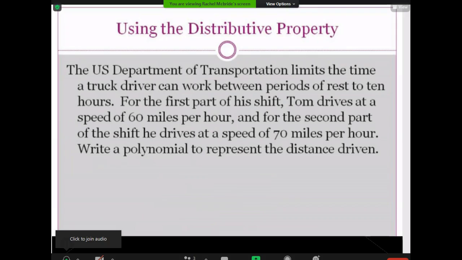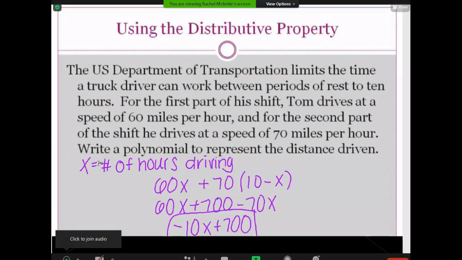So he can work for a max of 10 hours. He's driving at 2 different speeds where his total time driving is 10. So what we're going to do is say that his number of hours driving is represented by x. So he might drive at 60 miles per hour for x number of hours. And then he drives at 70 miles per hour for 10 minus x.